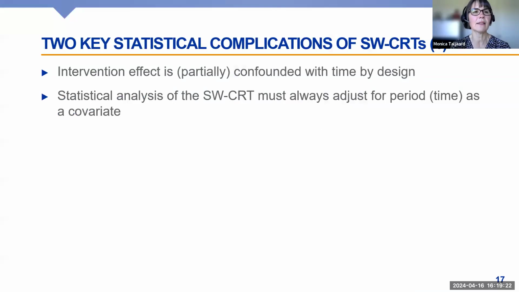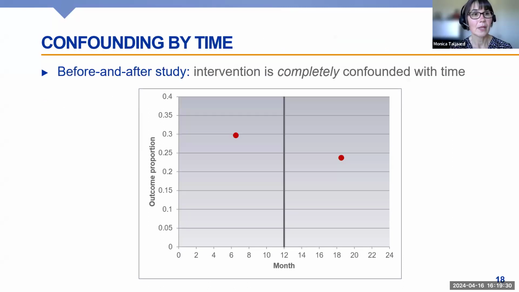The first one was the fact that the intervention effect is partially confounded with time by design. Why does that happen? Let's think a little bit about a simple before and after study. You might have a quality improvement program that's implemented at a hospital at a particular point in time. And the clinicians want to know, well, did this program improve outcomes? So they might measure the outcomes over the 12 months before and the 12 months after the intervention, and then do a chi-square test or a t-test to compare the outcomes before and after.